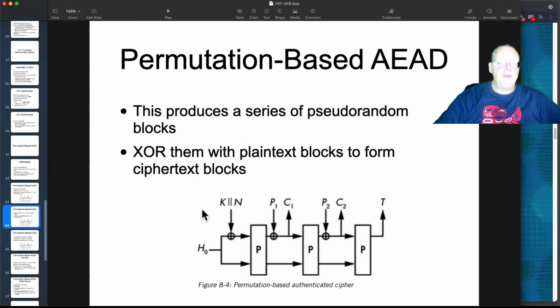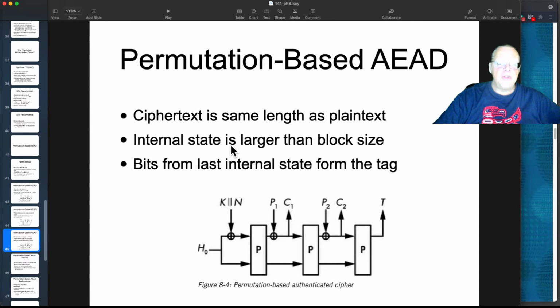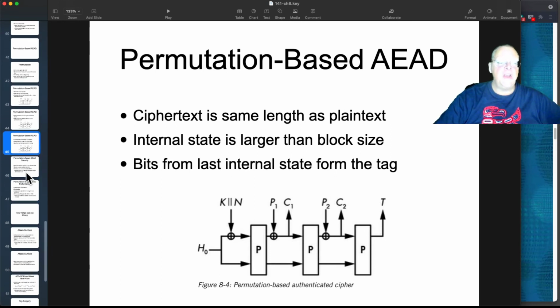So you've got a series of pseudo-random blocks, and you XOR them with plain text blocks to form ciphertext blocks. So you have an internal state, which is big, and some of the bits are the tag, and the ciphertext is the same length as the plain text. Yeah, it's very much like a sponge. It's obviously based on the same general idea.